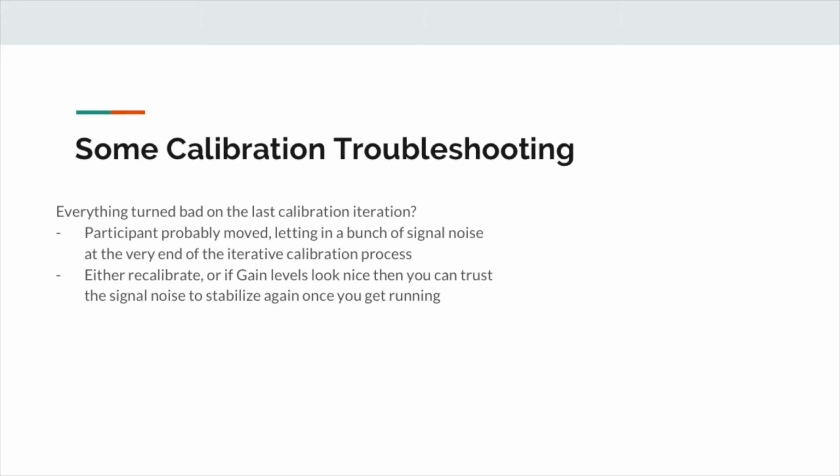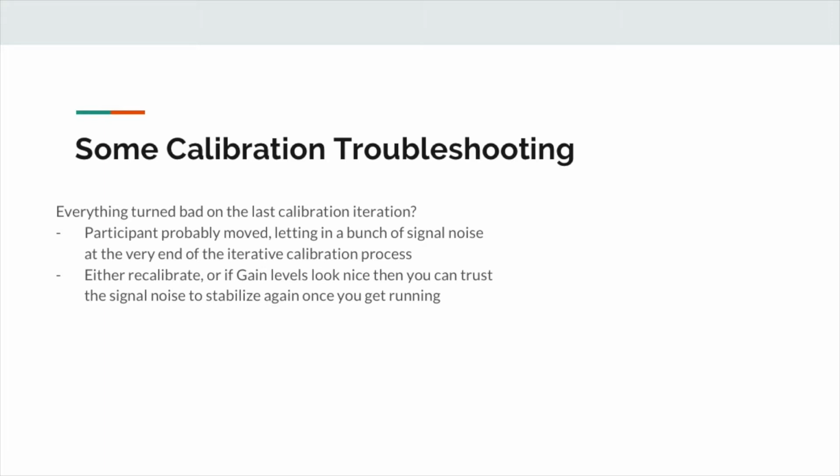Some other calibrating troubleshooting: if everything is looking pretty good, and then the last step of the calibration everything turns bad, that's probably because the participant just moved at the end of your calibration run. You want to have your participants try to stay still while calibrating, because this is when your system is iteratively deciding the specific levels of the signal. And so if you move and the optodes move on someone's head, that'll throw off that whole calibration process.